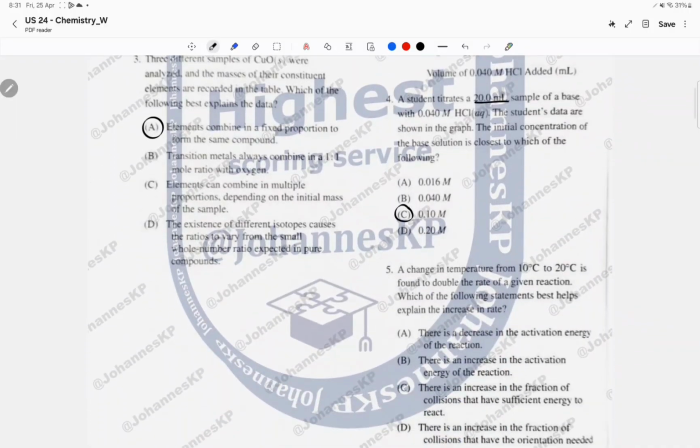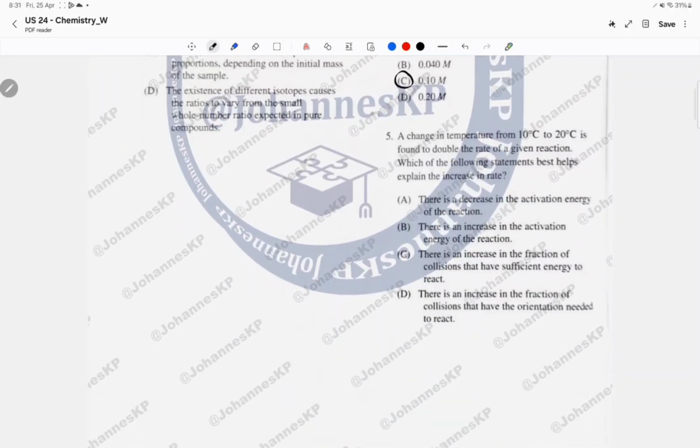So C. 5. A change in temperature from 10 Celsius to 20 Celsius is found to double the rate of a given reaction. Why is that? So the increase in temperature does not affect the activation energy, so it's not A. So it's not going to be B either. But you will simply now have more collisions whose energy is sufficient to overcome the activation energy. And so the answer is going to be choice C.